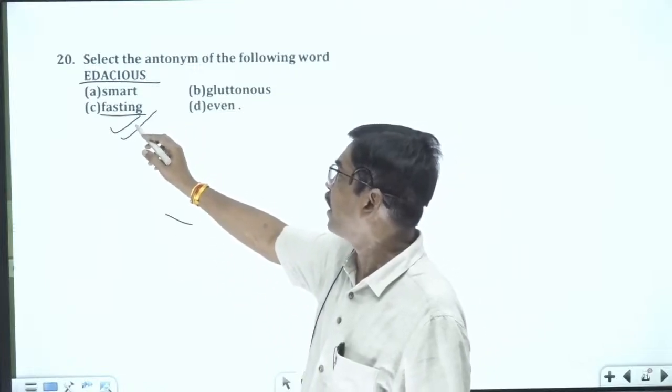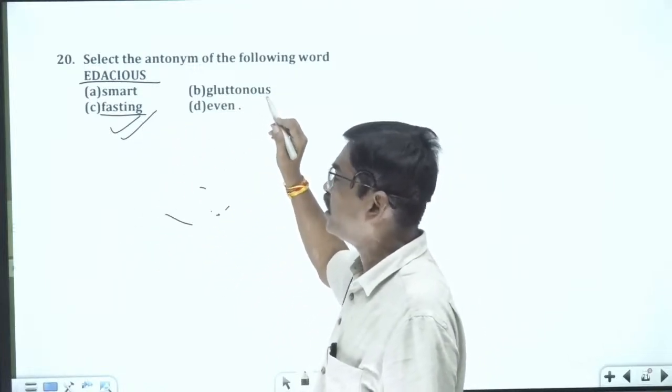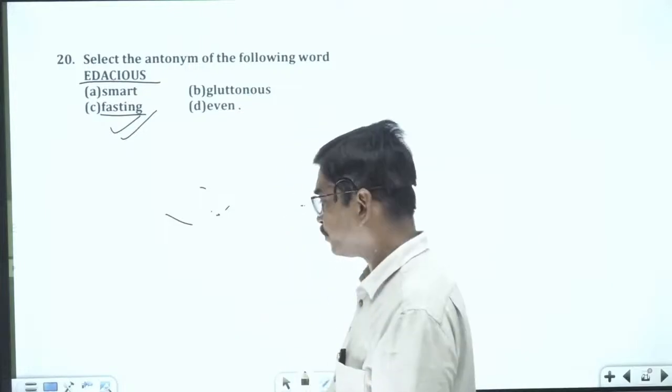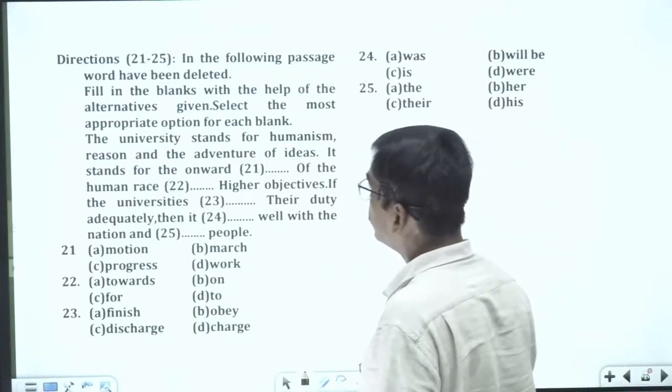So the antonym of audacious is fasting and the synonym is gluttonous. Glutton. Next.